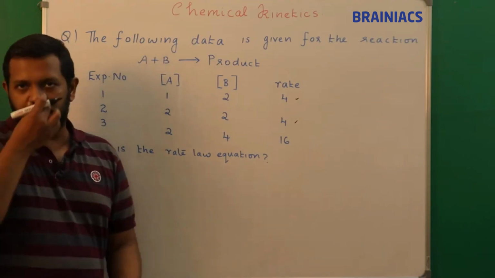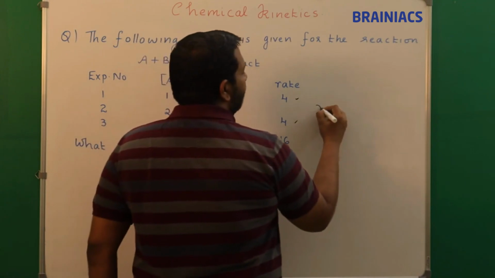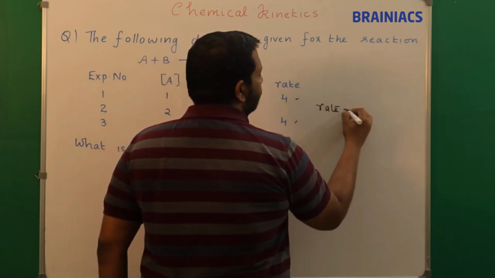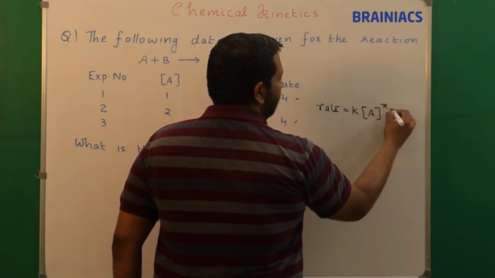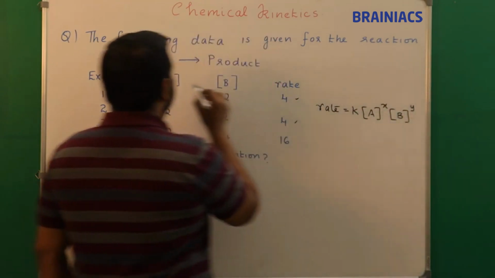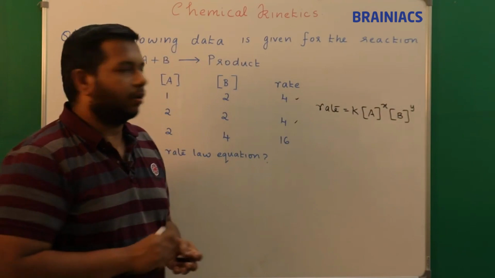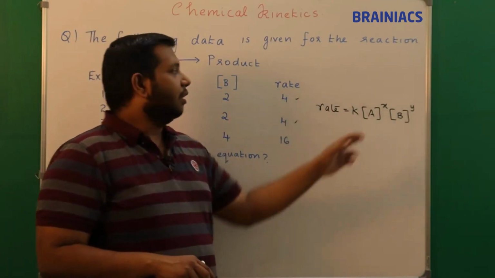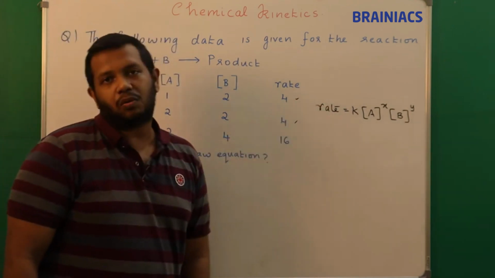So how to do questions of this type? Very simple. First you need to say the rate is equal to K into A power X, B power Y. Why am I taking A and B? Because they are the reactants. Why am I taking X and Y? Because I don't know what the order is, so I need to find that out. Understood? So let us assume rate is equal to K[A]^x[B]^y.